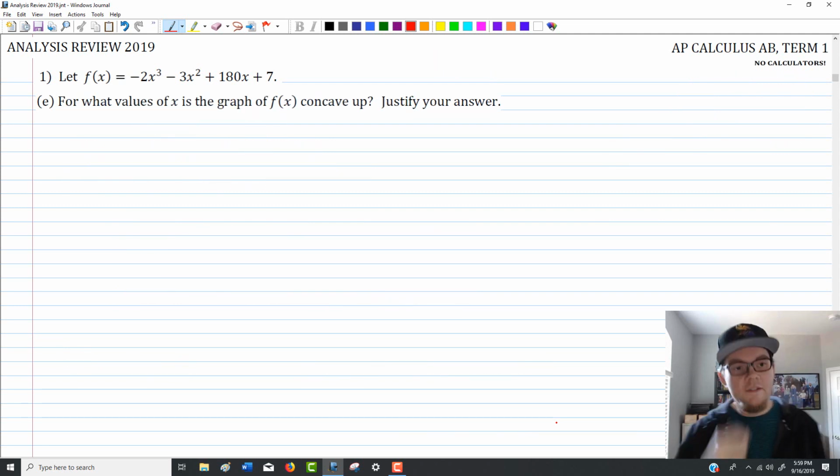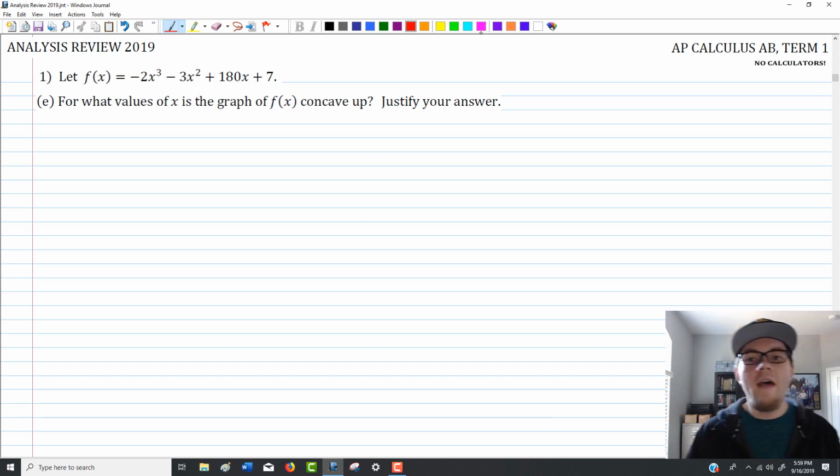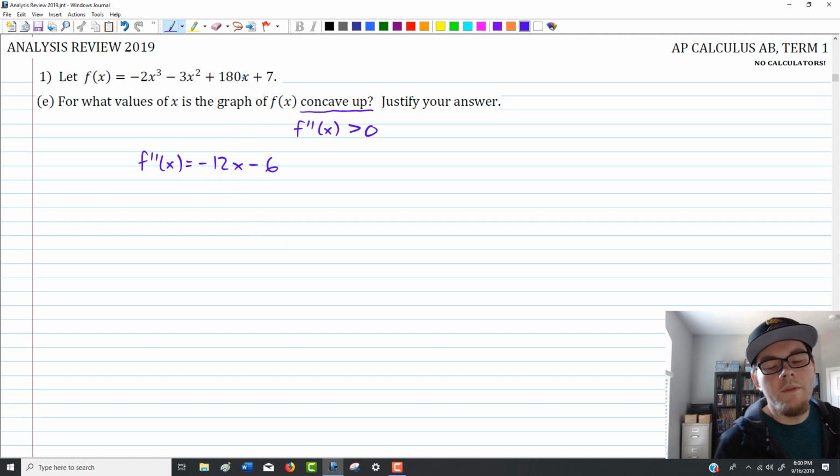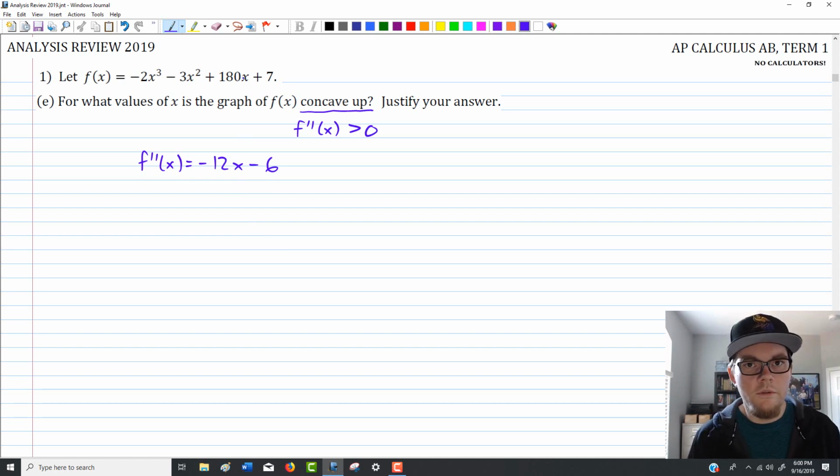Okay, E. It asks us for what values of x is the graph of f of x concave up. Well, lucky for us, we've got a lot of different ways to talk about concave up, but the simplest definition is simply that the second derivative is positive. And fortunately for us, we just computed that f prime of x is equal to negative 12x minus 6. Now, if you're coming in out of nowhere, I would hope that you can still figure out what the second derivative is equal to without much trouble. So I'll just leave it at that.